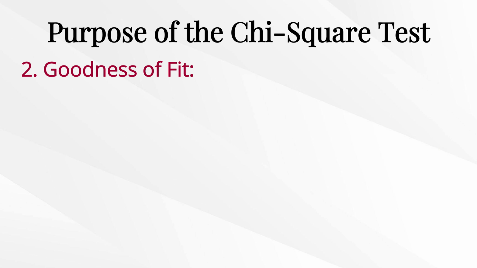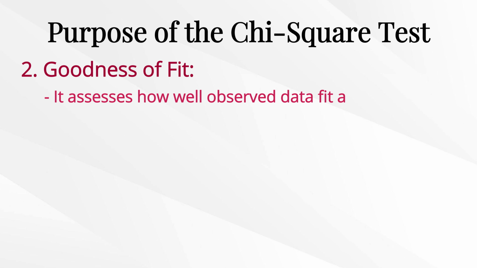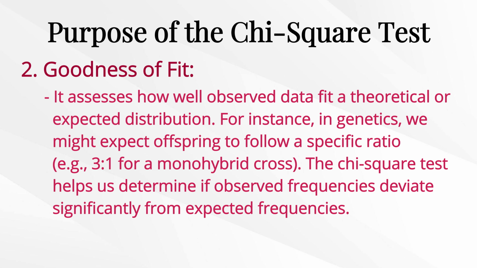Number 2. Goodness of fit. It assesses how well observed data fit a theoretical or expected distribution. For instance, in genetics, we might expect offspring to follow a specific ratio, for example, 3:1 for a monohybrid cross. The chi-square test helps us determine if observed frequencies deviate significantly from expected frequencies.